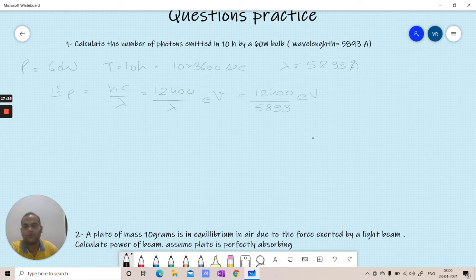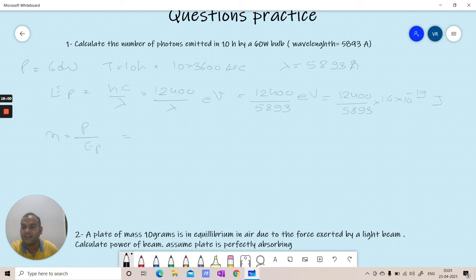And you want to find out the number of photons. We already did it: number of photons equals power upon energy of one photon. So now we'll convert it from electron volt to joules. If you want to do the conversion, it can directly be done like this: 2.1 into 1.6 into 10 raised to the power minus 19, and it will become joules. Now number of photons is power upon this.